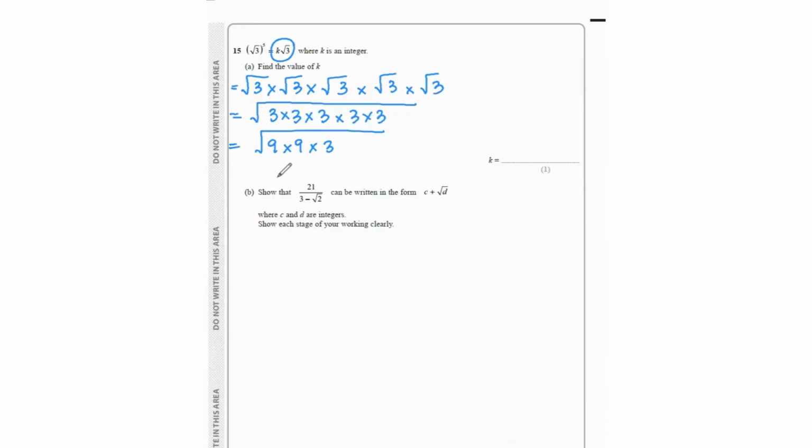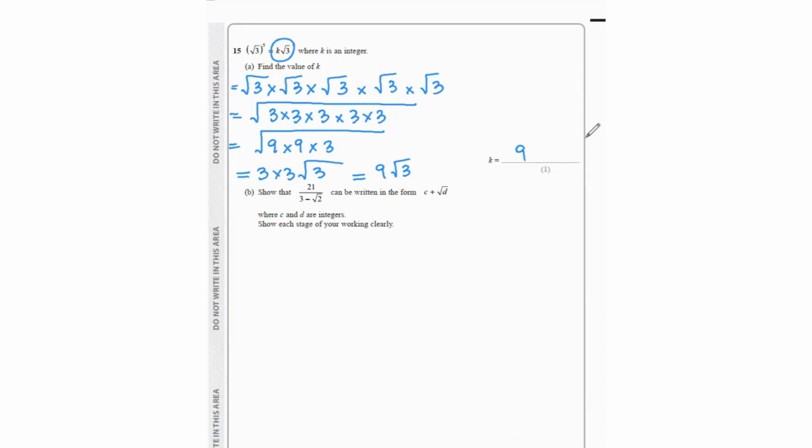And as we know, 9 is a square number. Square root of 9 is going to be 3. So this 9 comes outside as 3, and again this 9 comes outside as 3. So inside, we're just left with 1 3. 3 times 3 is 9, so 9 root 3 is your answer, and k is 9.